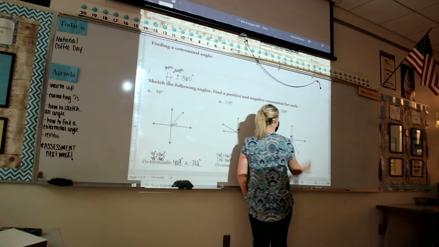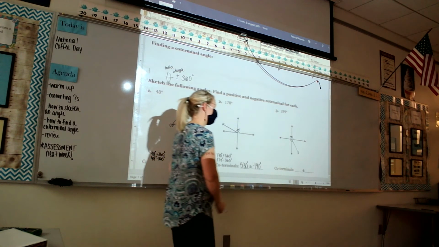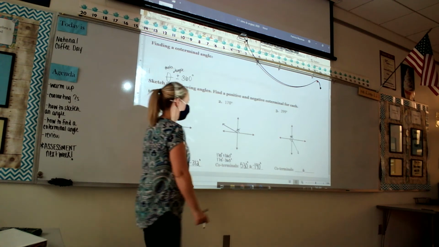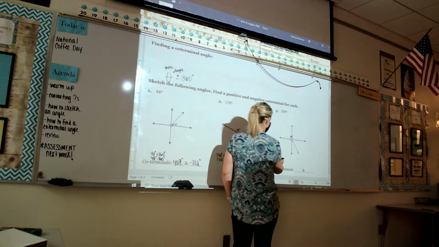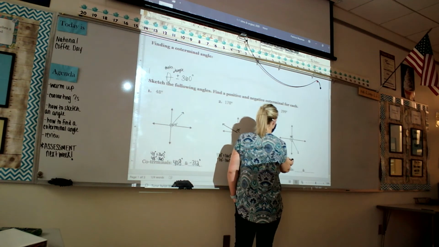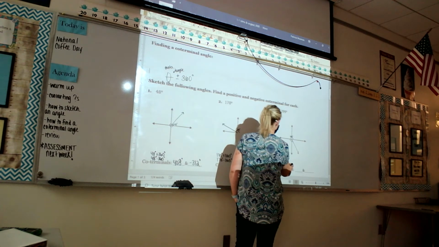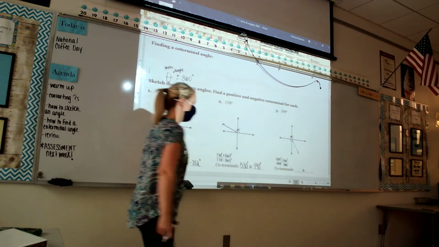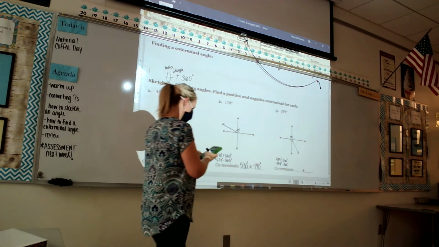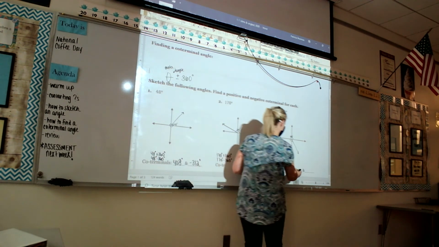The main thing I'm looking for is is it in the right quadrant. So you draw that ray. And then to find the coterminals, you take your original angle, and you add 360, and you can also subtract 360. Once again, your calculator will be your friend in this class. Please have one. Please get one if you do not have one yet.